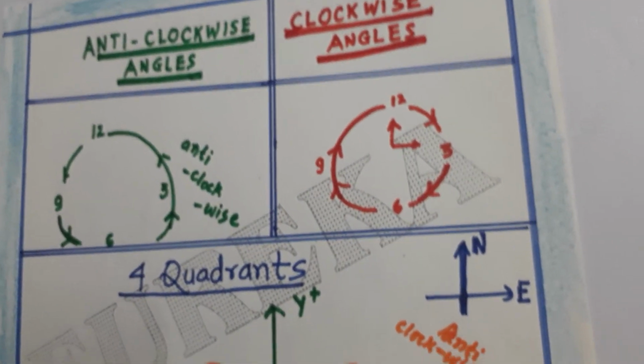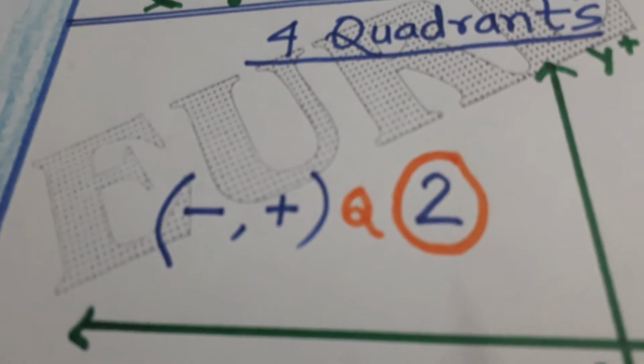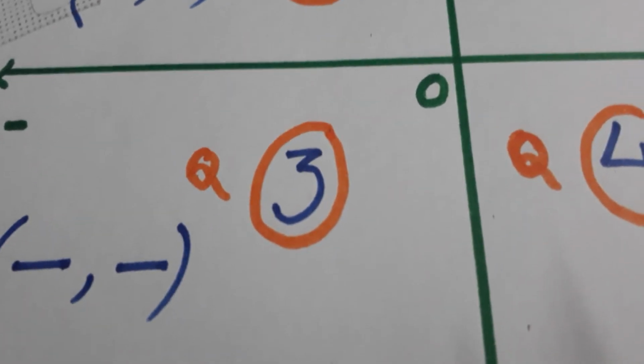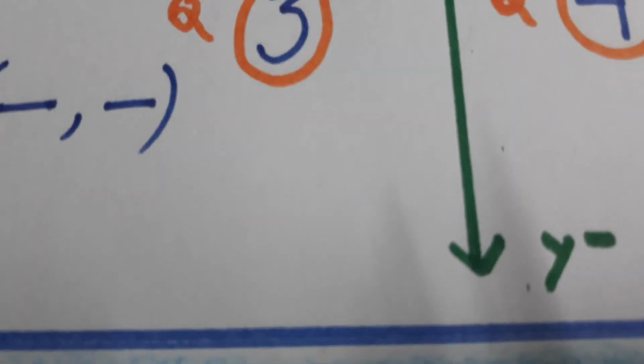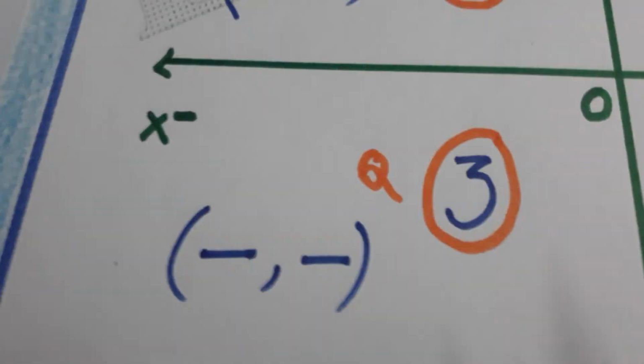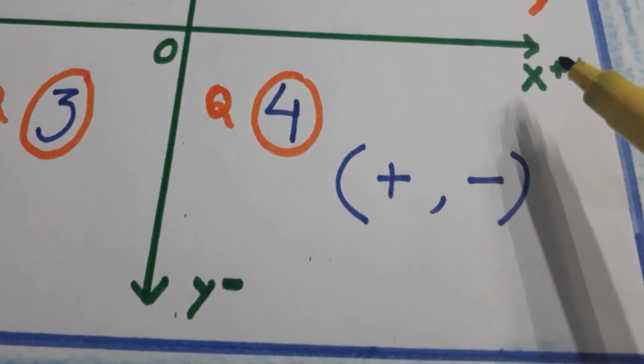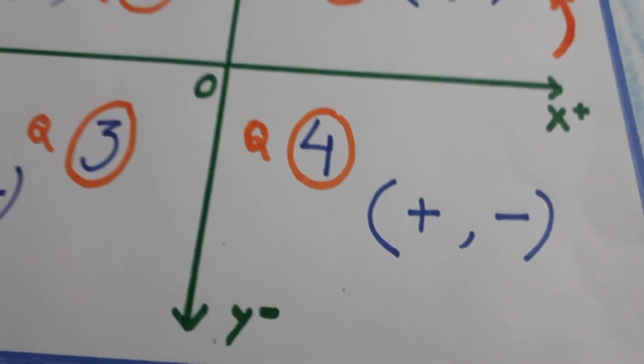Some mistakes sometimes happen, so we have to correct them. So let us correct this. It should be positive. Now in the first quadrant both are positive. In the second quadrant x is negative, y is positive. And in the third quadrant x is negative, y is also negative. In the fourth quadrant x is positive, y is negative. So these we are supposed to know properly.